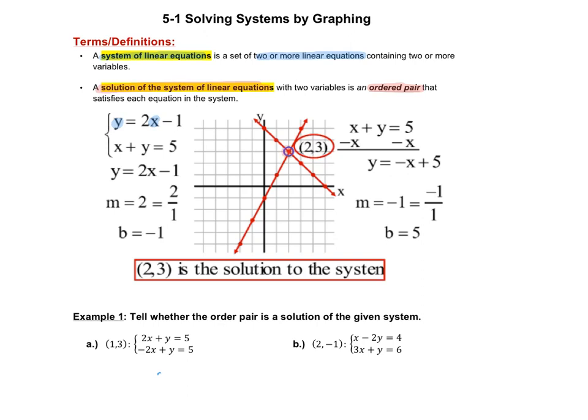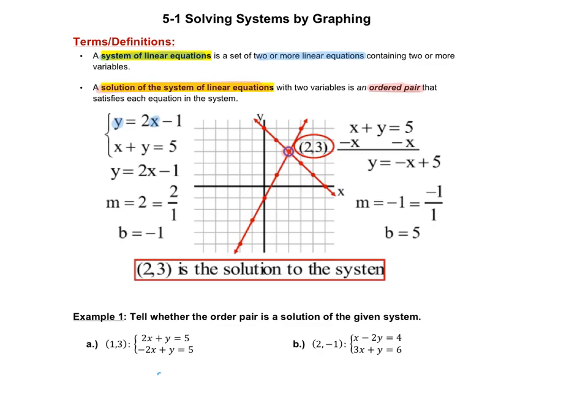So if you look on the graph, let me get my pointer out for you. If you look on the graph here, this 2, 3, that is my solution. So the system of linear equations is more than one equation. Notice that I've graphed two equations on this line, and the solution is going to be the ordered pair.